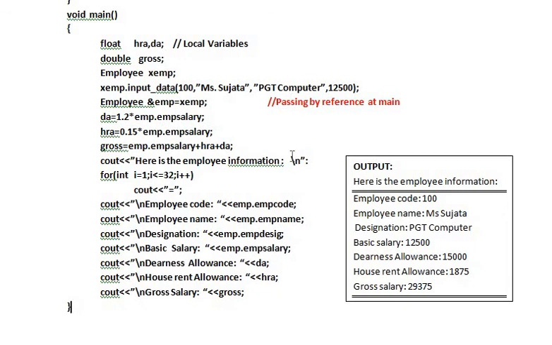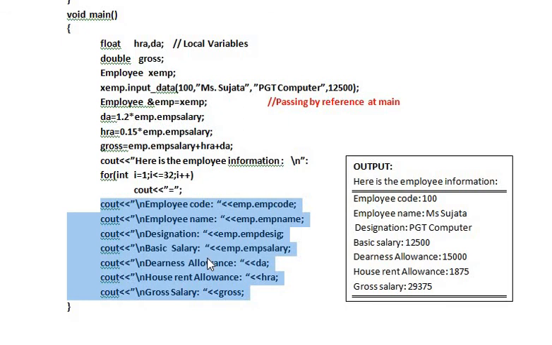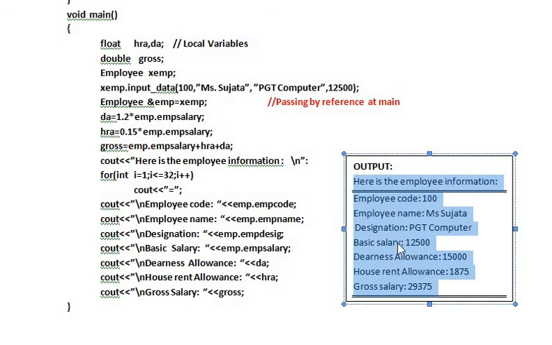Now if you see this program logic, the program logic is based on a real world application where you get to input the employee details, which are 100 as employee code, Sujata as employee name, PGT computer as employee designation and 12,500 as the basic salary. And once you input these employee information, you broadcast this information pertaining to the employee in the output in this format. And that's the end of the program.